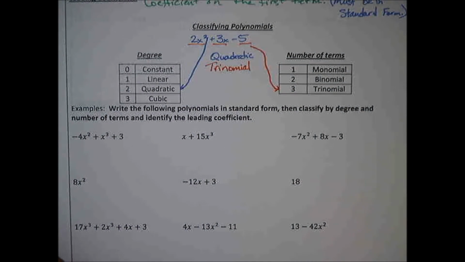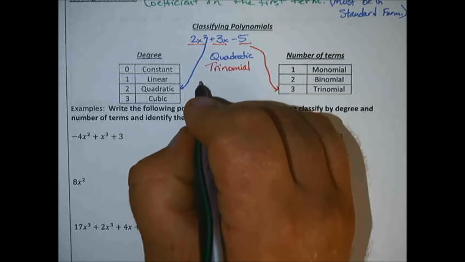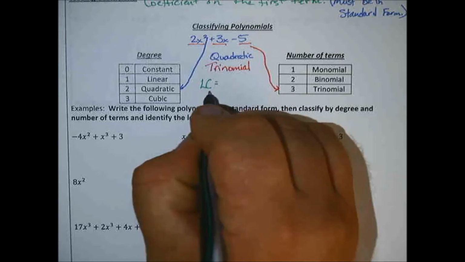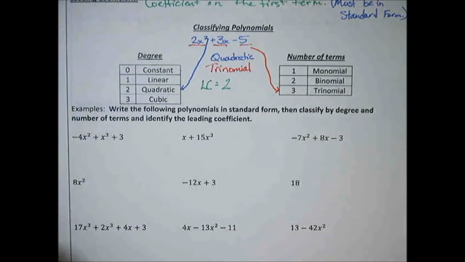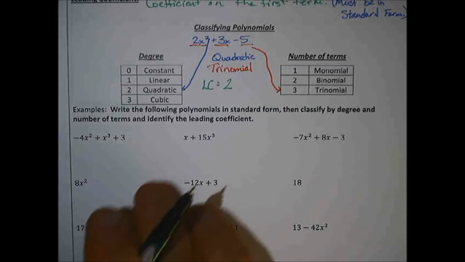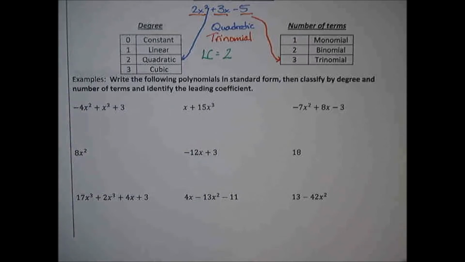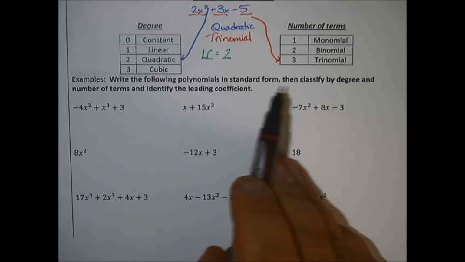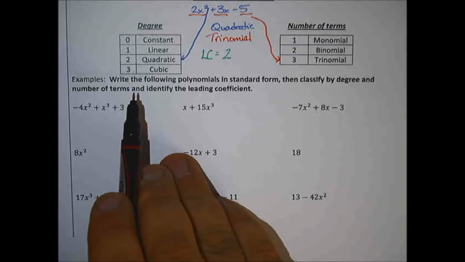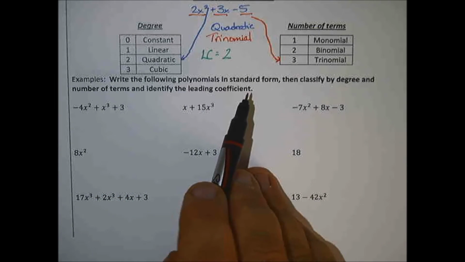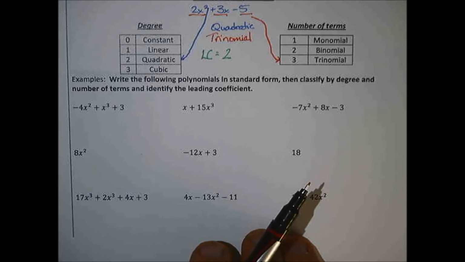All right, so a small part of today will be about classifying polynomials, and then the rest of the time we're going to be adding and subtracting polynomials. These problems down below will also ask for the leading coefficient, and you'll just want to say LC for leading coefficient equals, in this case, 2. That's what our answers are going to look like for these. Wow, there's 9 problems down there. We're going to have to bust through them real quick. Here it even tells us, write the following polynomials in standard form, then classify by degree and number of terms, and identify the leading coefficient. Sounds like a lot to do, but it's really not. Let's go ahead and see what it looks like.